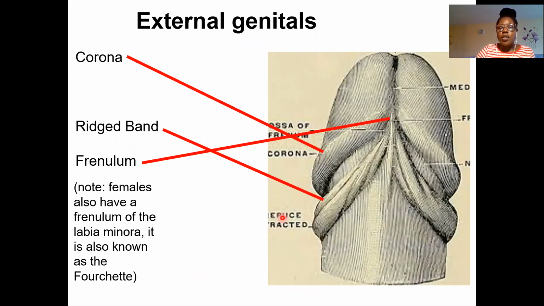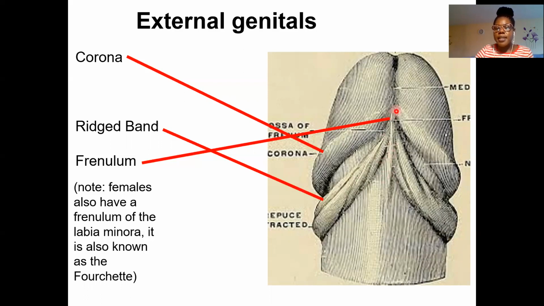Let's speak about some of the other structures that are found towards the end of the penis. We have the corona of the penis, and the corona is really the circumference of the glans. It's going to be the border, the rounded border at the end of the glans in males. We also have the ridged band, and the ridged band is the sensitive vascular region that leads to the prepuce. So it's the connection to the prepuce that is eventually going to cover the entire glans of the penis itself. And then finally, the frenulum.